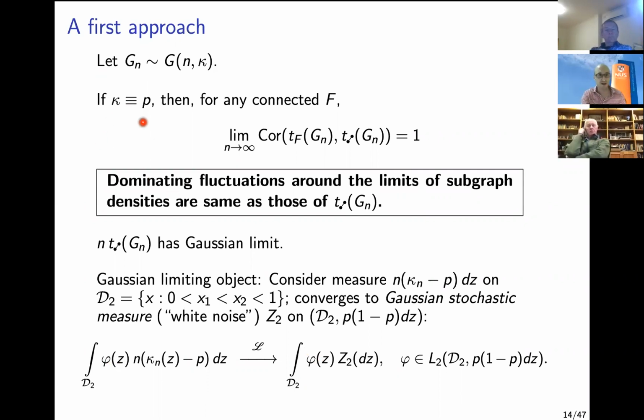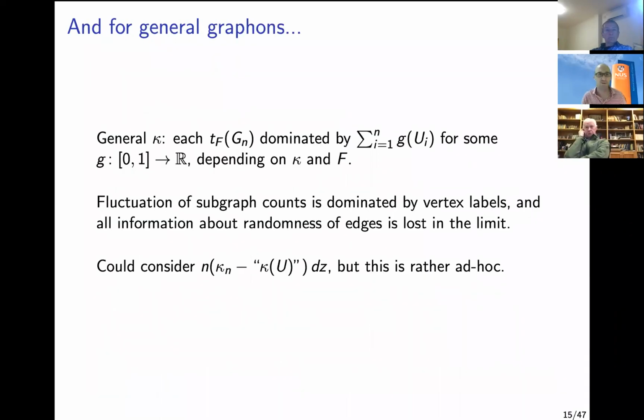And what about the general case? Something peculiar happens, namely the subgraph densities are now dominated not by the edge counts, but by functions of this form. They are dominated by a sum of independent random variables, which are transformations of the vertex labels, where the function g depends on kappa and f. Ultimately they are dominated by just the sum of IID random variables. In other words, the fluctuations of subgraph counts are dominated by vertex labels, and all information about the randomness in edges is completely lost in the limit.